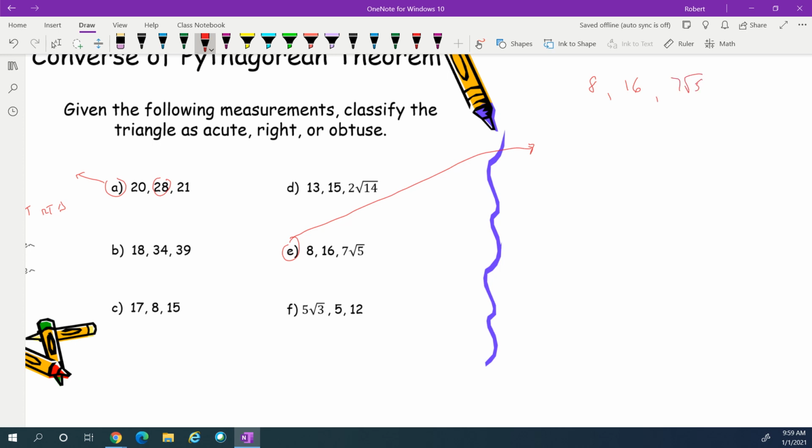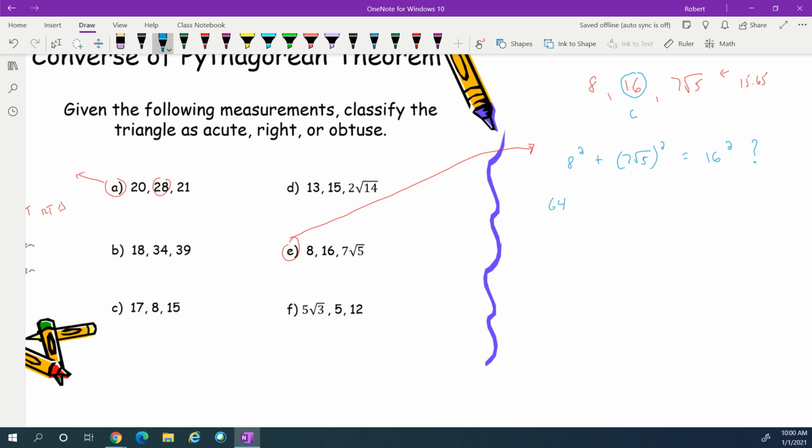So what I'm going to do is go to my calculator, and find out what 7 times the square root of 5 is. And it's 15.65, which means 16 is my C. That's the only reason for doing that. Now I have 8 squared plus 7 square root 5 squared equals 16 squared. And this is what we're going to test.